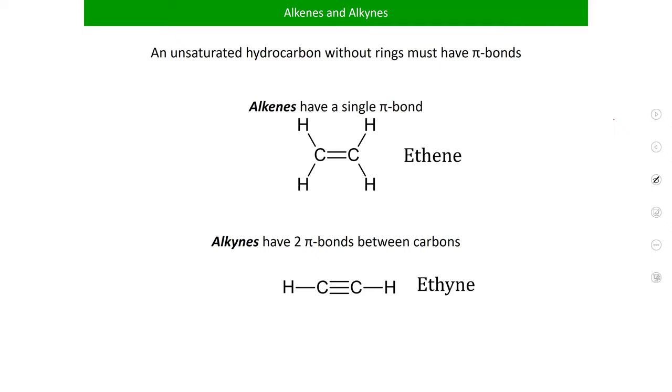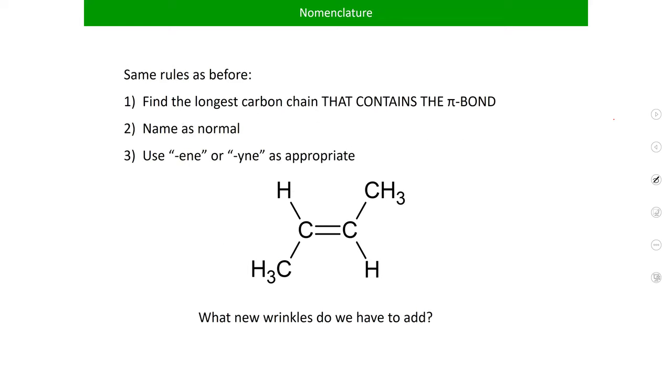Which is a perfect lead up to the next slide. Alkenes have a single pi bond. Alkynes have two pi bonds between the same carbons, so a triple bond. So we're naming these with the same rules as before. The only difference is now we want to find the longest carbon chain that contains the pi bond. So now it's not just about the longest carbon chain, period. It's the longest carbon chain that has the pi bond or the double pi bond. And then we just name it the same way, except instead of adding ane, we use either ene or yne.